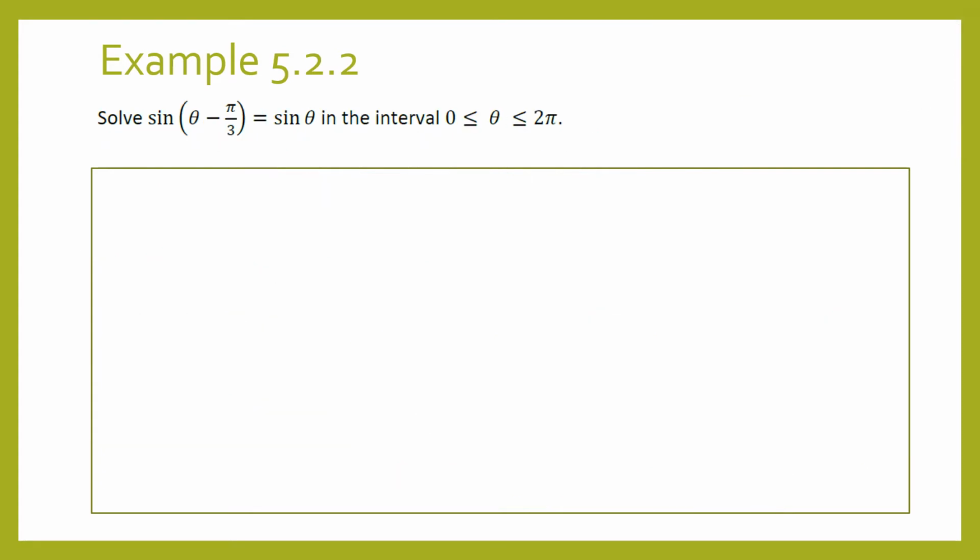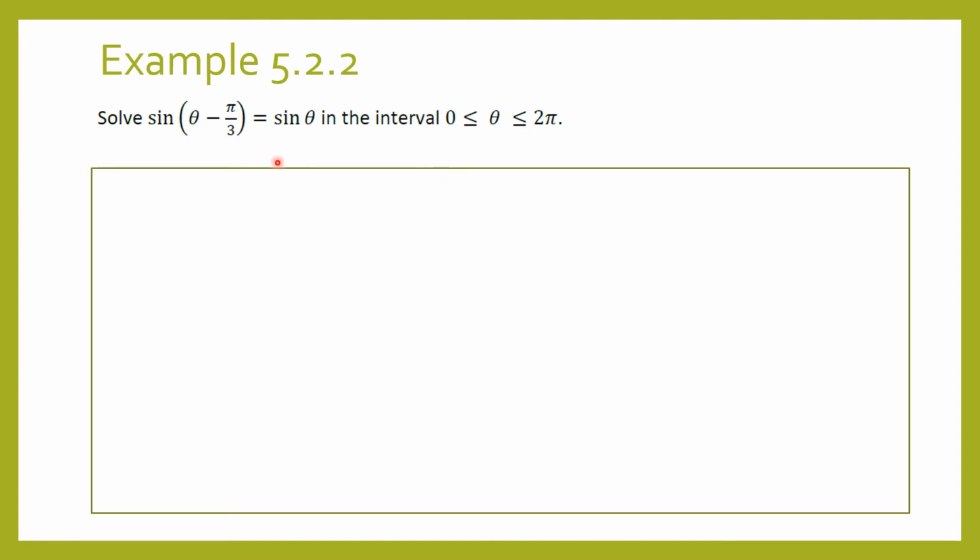Example 5.2.2. Take a look at this equation and note that we've got 2 pi in the range, and we've got pi over 3 in the question as well. These are signals that we are in radians for this question. Another signal is the lack of degree symbol anywhere. So we tend to assume radians from now on unless told otherwise. So get your calculator straight into radians mode, please.